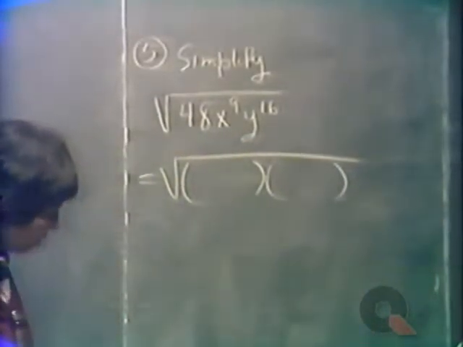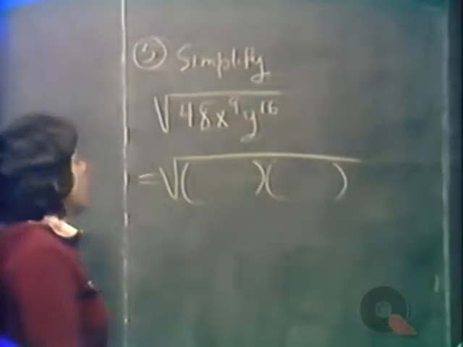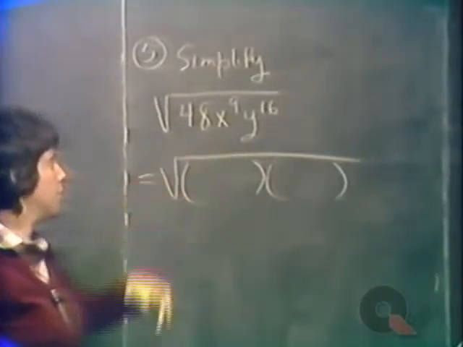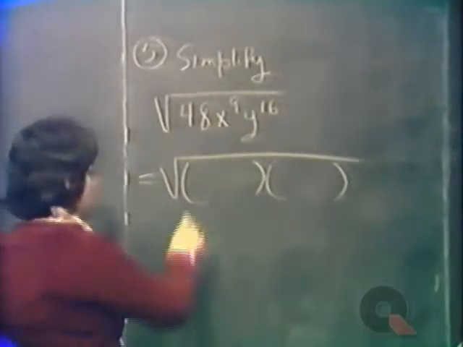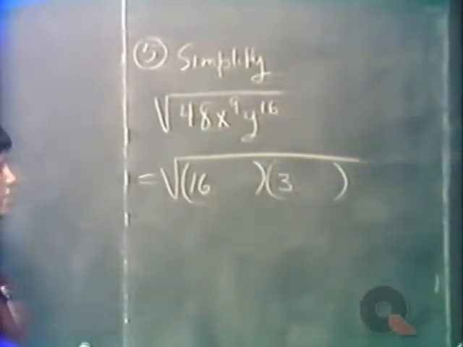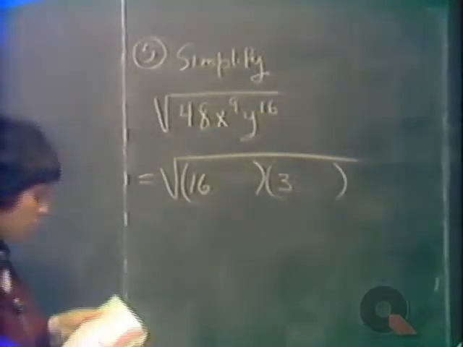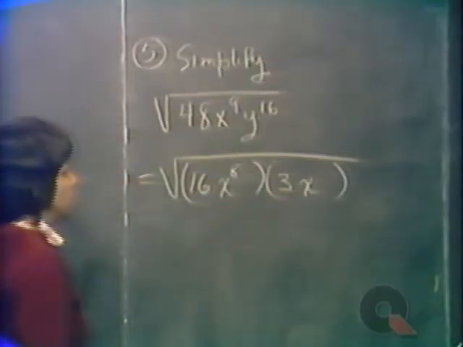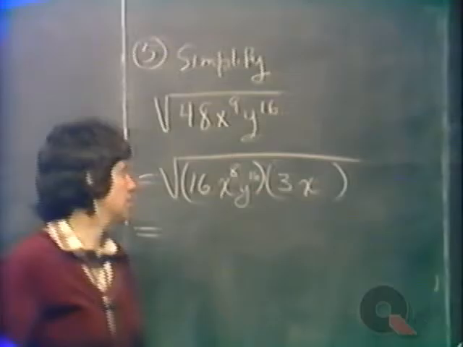So we look for the largest perfect square factor of 48. 4 is a factor. It's a perfect square factor, but we can do a little bit better. 16 is a larger perfect square factor. 48 is 16 times 3. x to the 9th is not a perfect square. To be a perfect square for a variable, it has to be an even power, so we can write this as x to the 8th, and then you have another x to make x to the 9th. We check this multiplies to 48x to the 9th, y to the 16th.